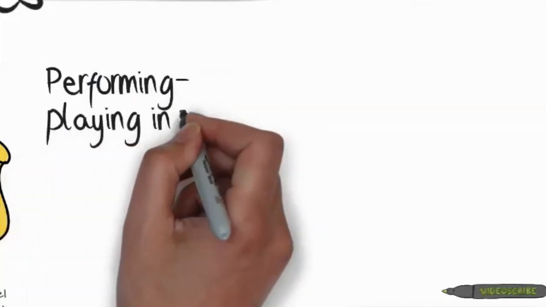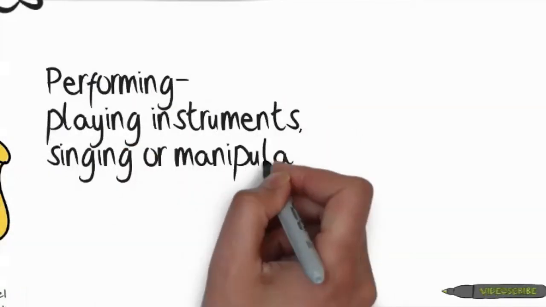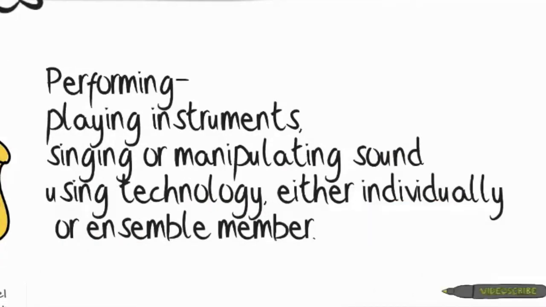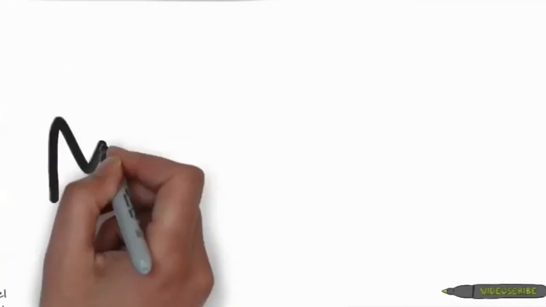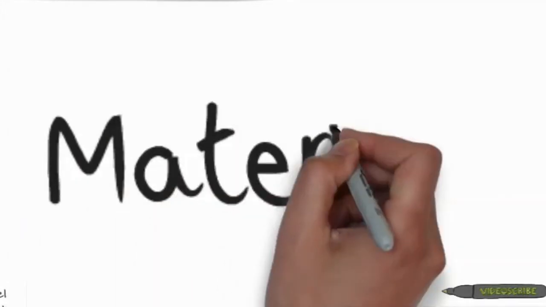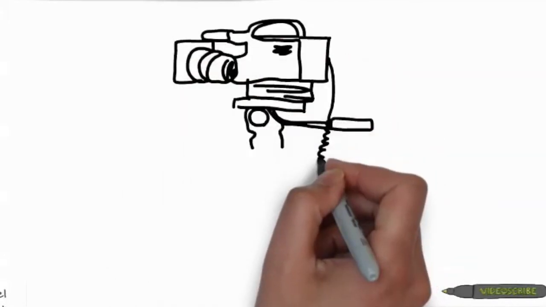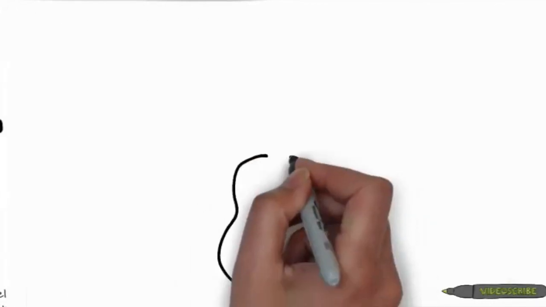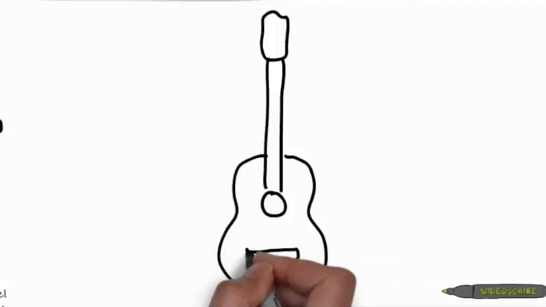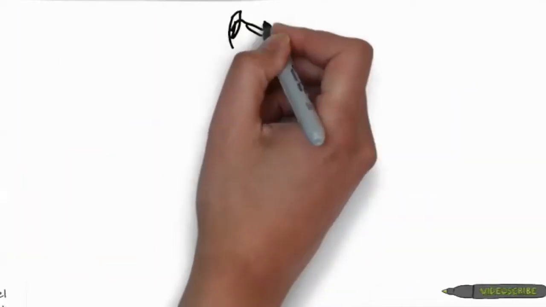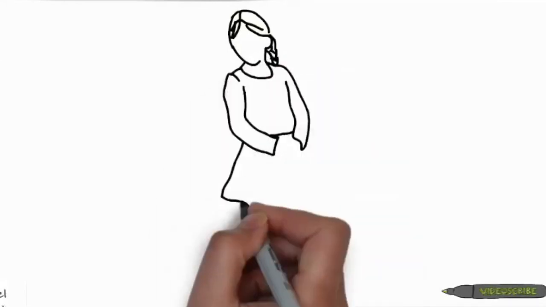Performing involves playing musical instruments, singing or manipulating sound using technology, either as an individual or ensemble. For example, learning songs, instrumental pieces, accompaniments, and works composed by self and others. The last section within the music curriculum is materials. The initial materials of music are the voice and body, instruments and other sound sources. Additional materials included are recording and playback equipment and software, and spaces for creating, practicing, and performing.